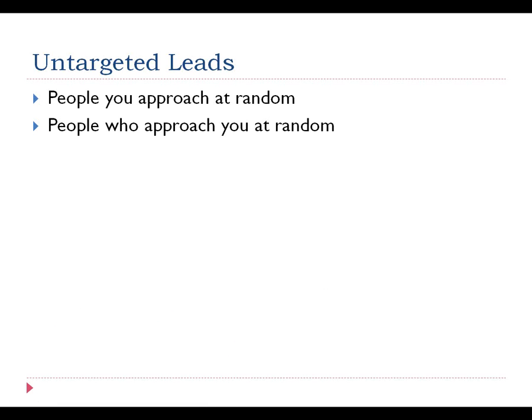Okay, so untargeted leads are maybe people who you approach at random or people who approach you at random. So it could be either way. People can just approach you to help them. For instance, they might know, okay, Davida, you do marketing, and they might come and ask me to help them with marketing in an area that I have not specialized in, or that I'm not ready to go into. So that is untargeted in a sense. An untargeted lead is fishing for leads outside your target market.